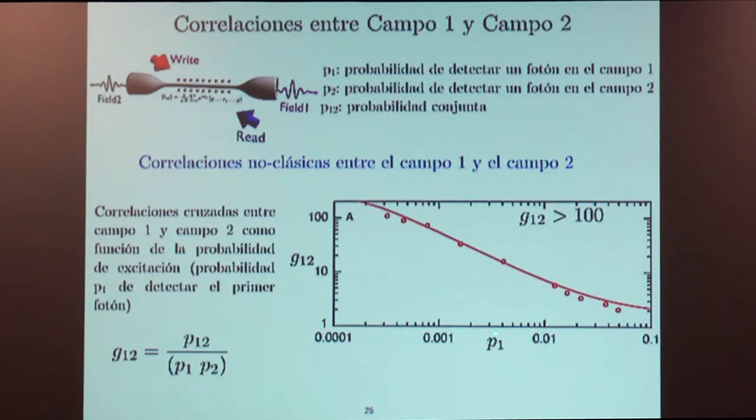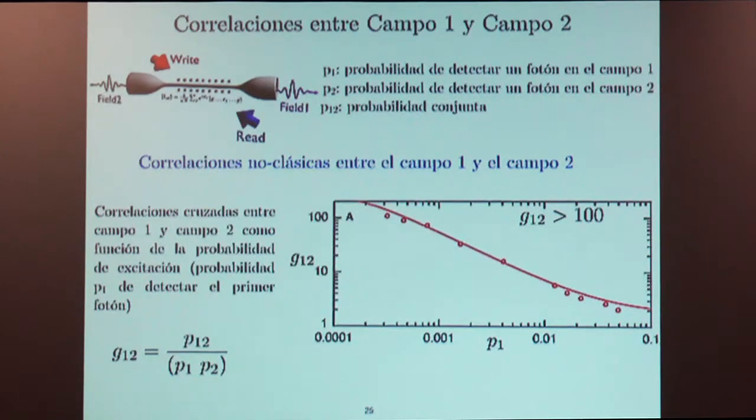And you can see that if this P1, that is the probability of detecting the photon in field 1, starts to increase, then this cross correlation is going to start to decay. Okay? But if you are really doing a low excitation probability, then this correlation starts to increase. And actually, the classical limit here is around 2.